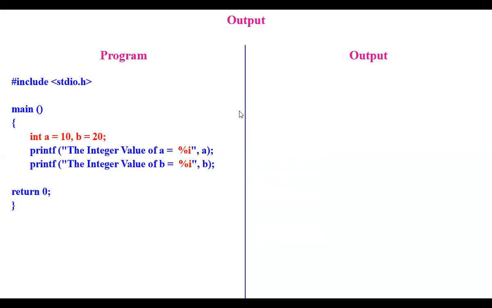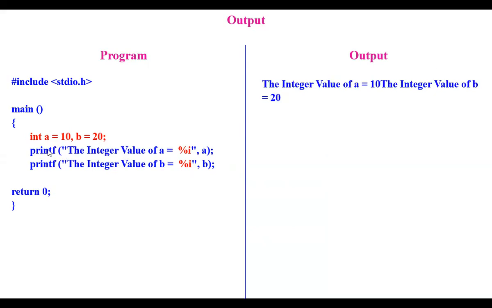Now, suppose I have taken two integer values. Integer value A is 10, B is 20. I am using two printf statements here, the value of A and the value of B in two lines. Let us see how the output will be. Oh, did you expect this?